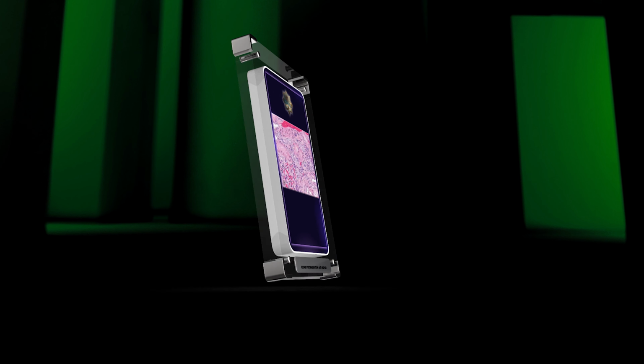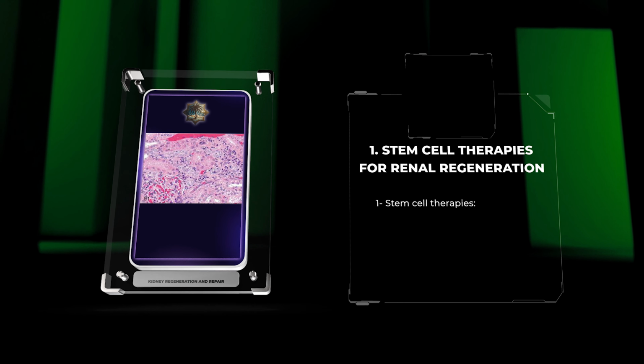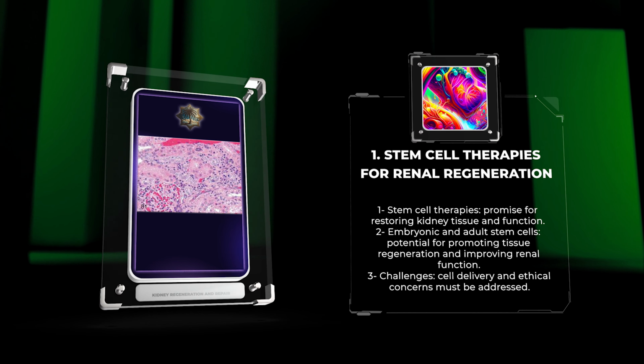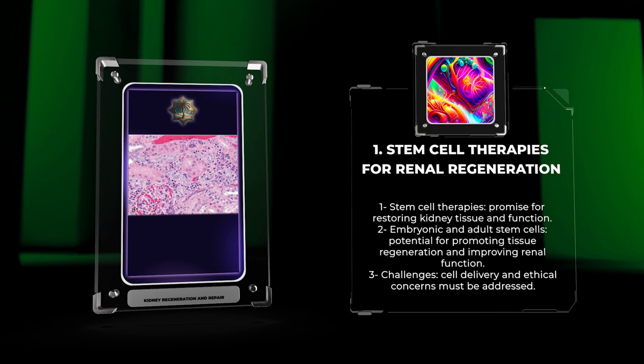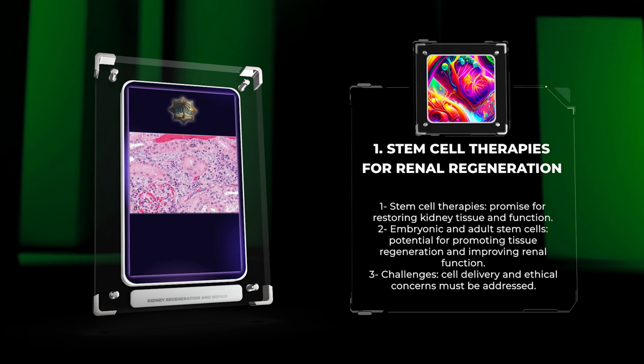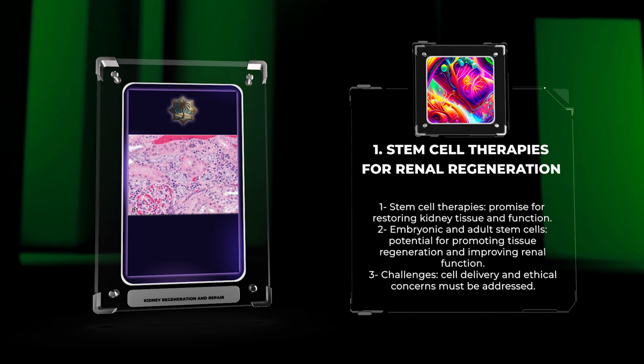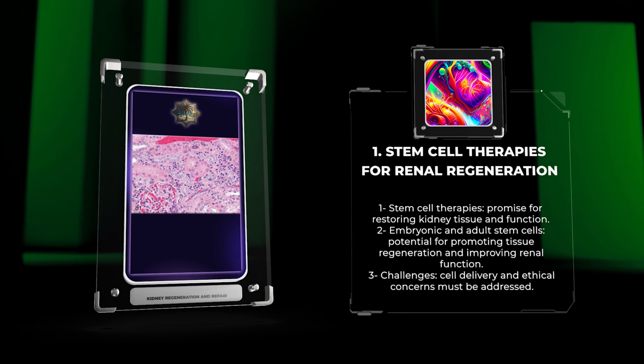Stem cell therapies hold promise for restoring kidney tissue and function. Various types of stem cells, like embryonic and adult stem cells, have shown potential in promoting tissue regeneration and improving renal function. However, challenges like cell delivery and ethical concerns must be addressed before widespread use.